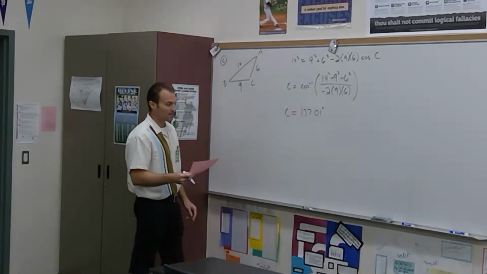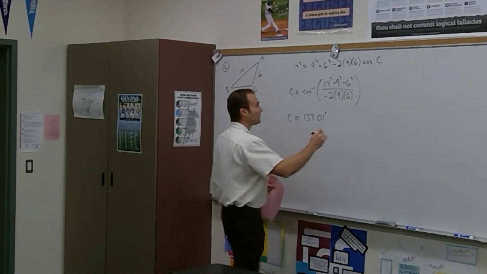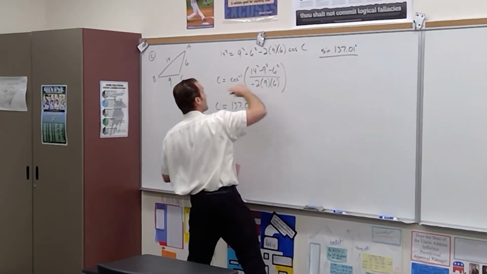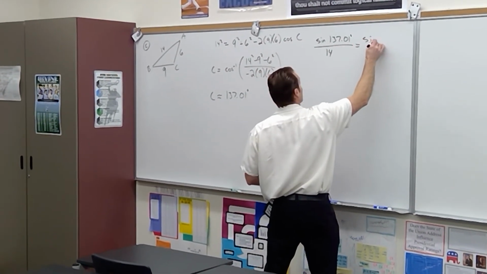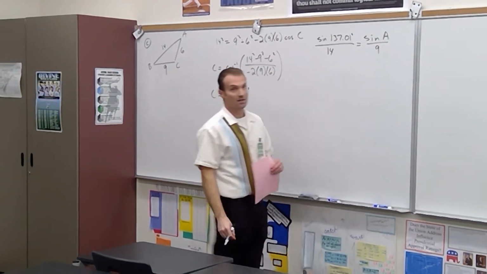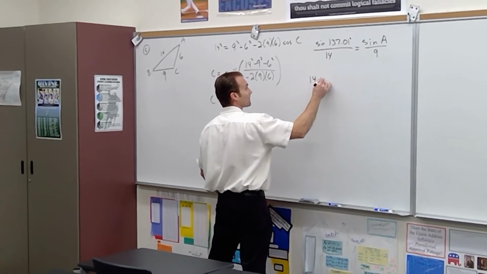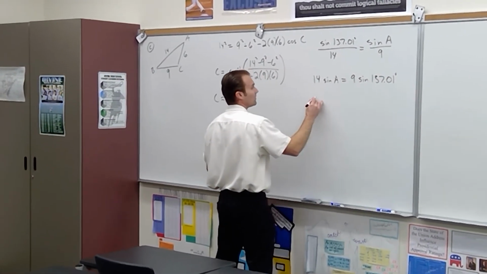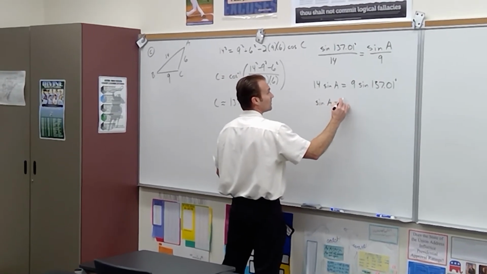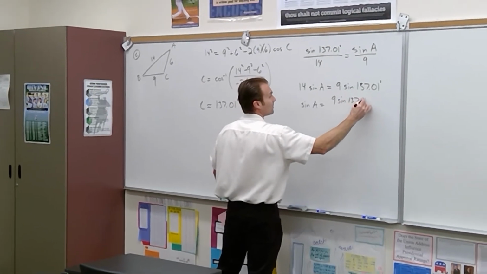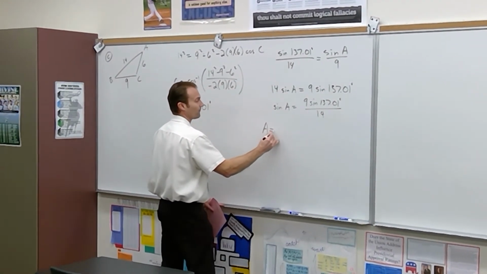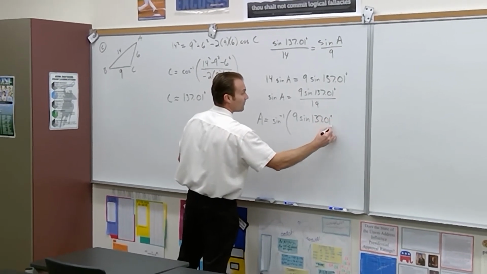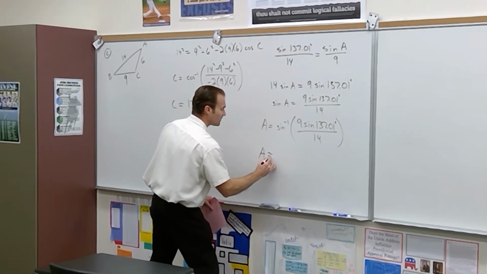Now I'm going to jump over to law of sines to save a little bit of time. So sine of this angle divided by the opposite side equals sine of angle A divided by the side opposite A, which is 9. Solve it. And inverse sine.